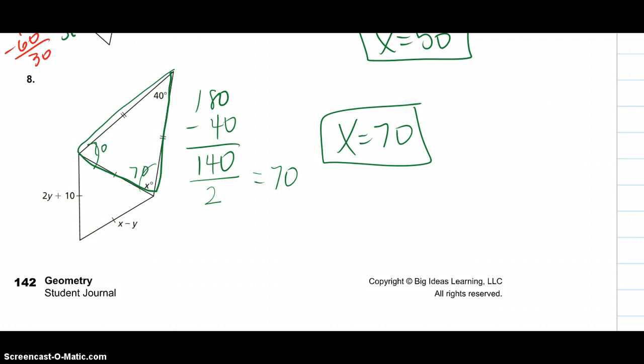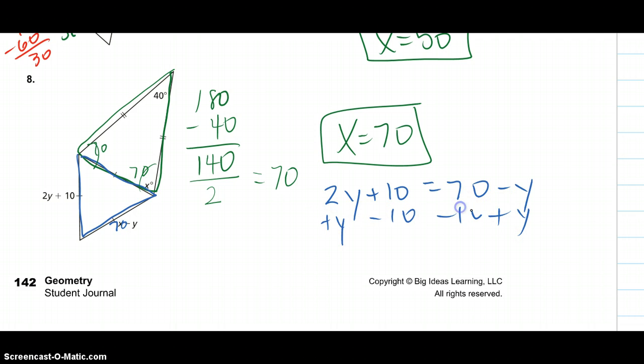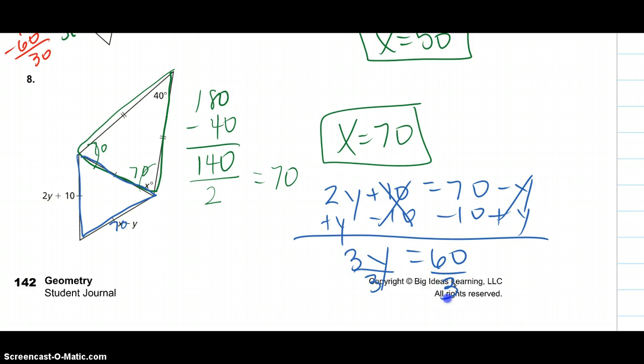Now next, you need to look at the other triangle below, which I'll highlight in blue here. If you notice, there is an x there. Once I've found x once, I can plug it in. So now I have two side lengths that are marked congruent, and since they're congruent, I can set them equal. So I will take 2y plus 10 and set it equal to 70 minus y to solve for y. So if I solve that, and I'm going to add the y over here and subtract the 10 over here, I get 3y equals 60, and if I divide by 3, my y will be 20.